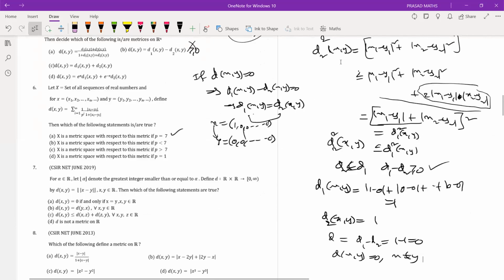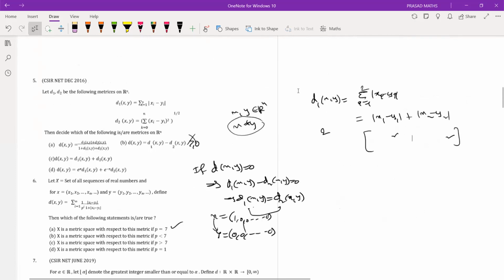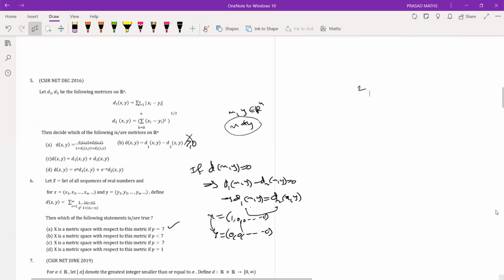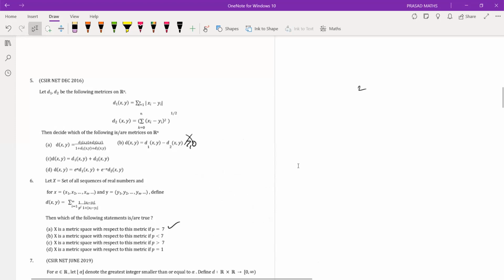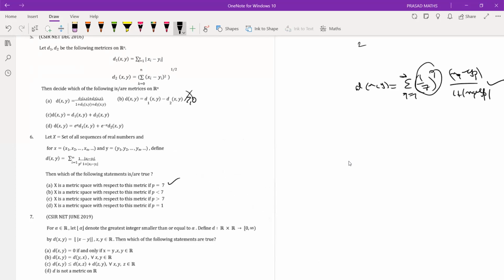So therefore, what happens? If you take p equals 7, d of x comma y is equal to the summation i equals 1 to infinity of (1 by 7) power i times mod of xi minus yi over 1 plus mod of xi minus yi. Already I told you this is a convergent series by the geometric series. Therefore, this is a metric, right?